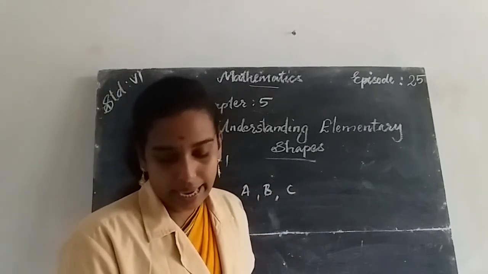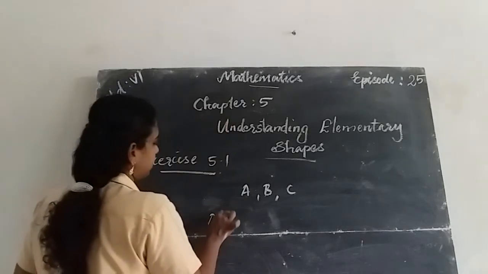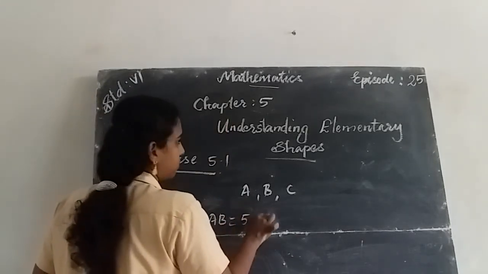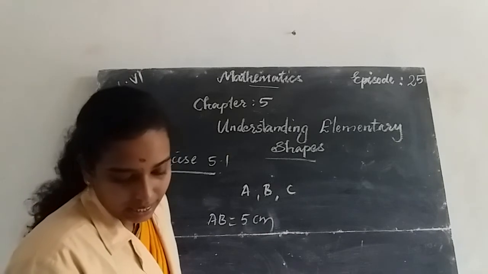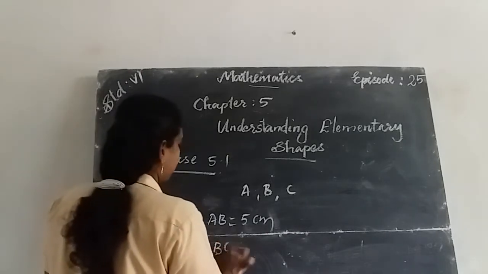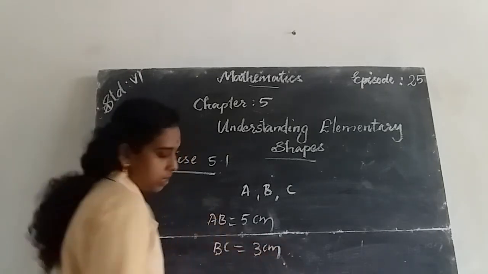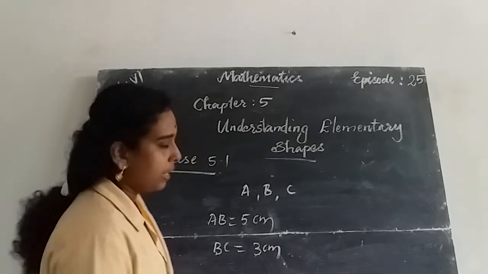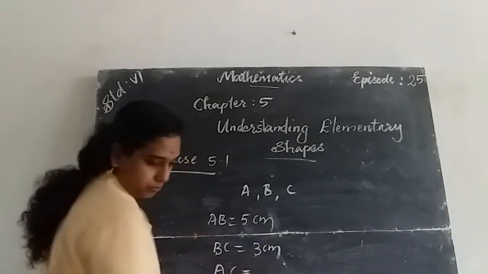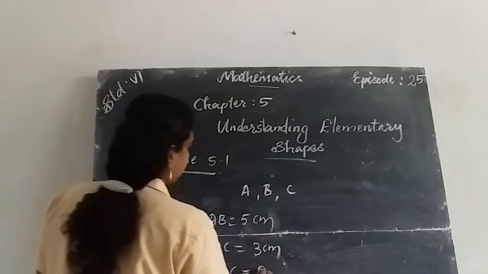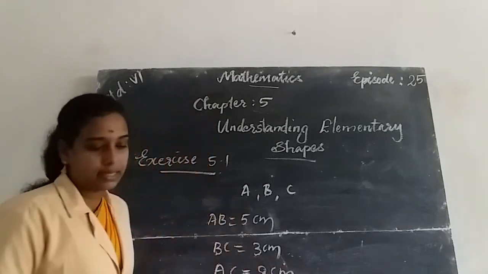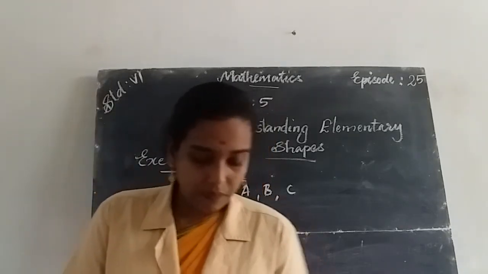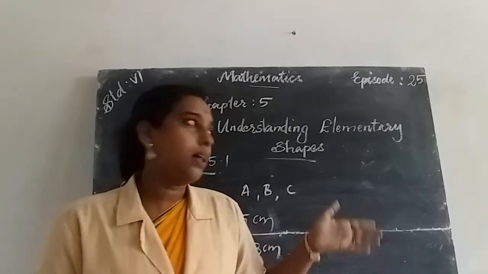On a line, AB is equal to 5 cm, then BC is equal to 3 cm, then AC is equal to 8 cm. And the question is, which one of them lies between the other two?